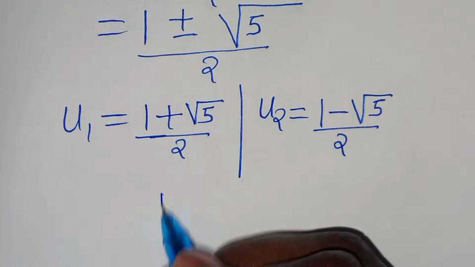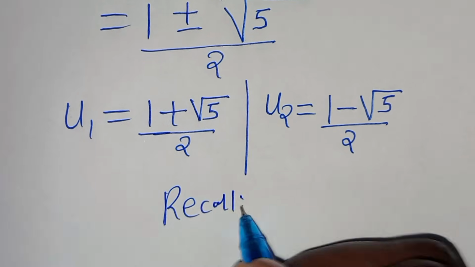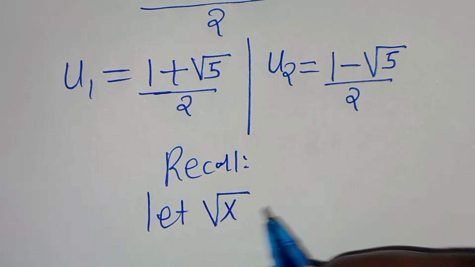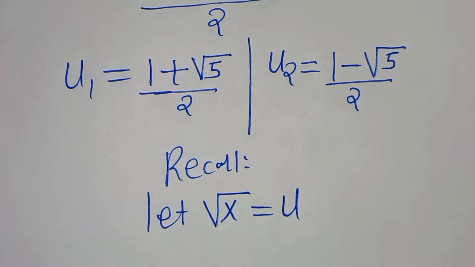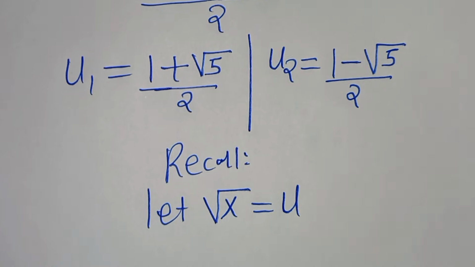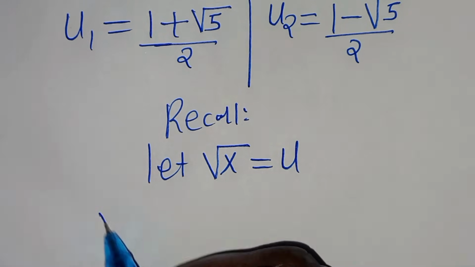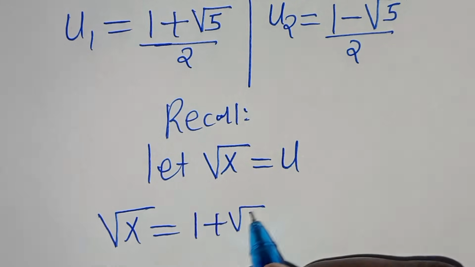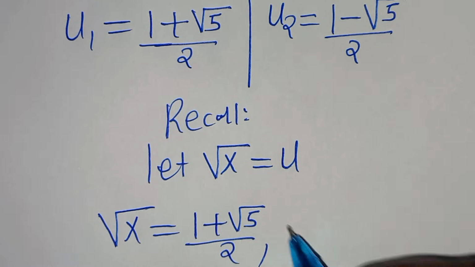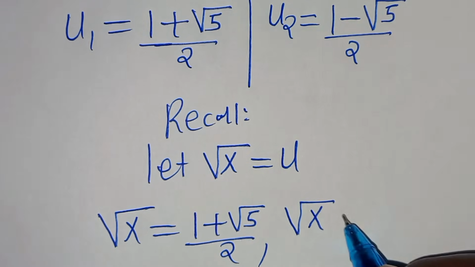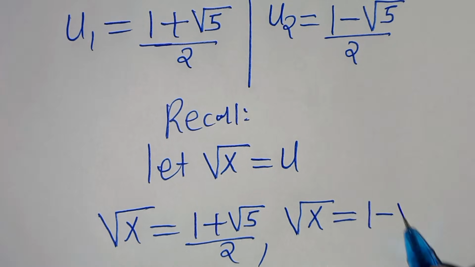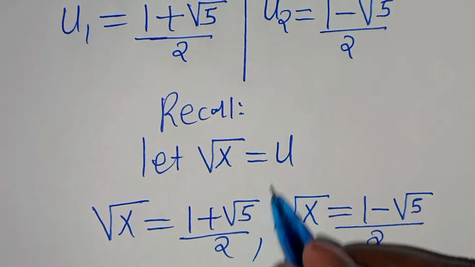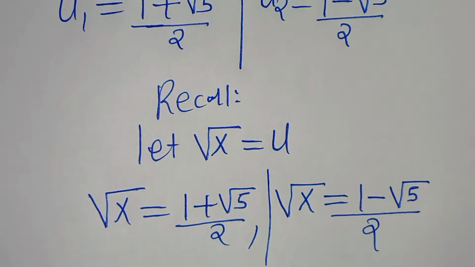Now, if you recall, we let the square root of x be equal to u. Substituting, we have the square root of x equal to 1 plus square root of 5 over 2. Then the square root of x equal to 1 minus square root of 5 divided by 2. So this is case 1 and this is case 2.